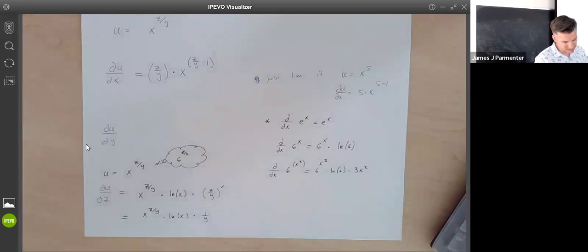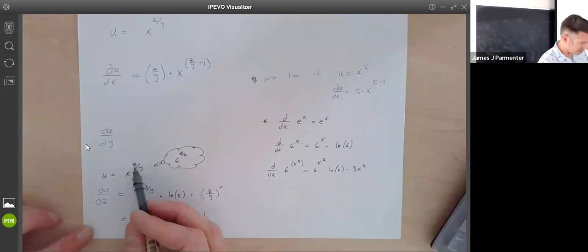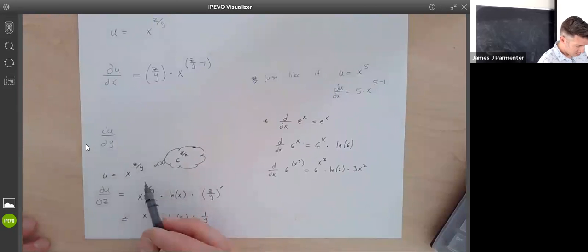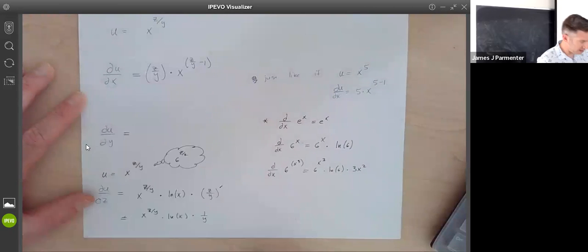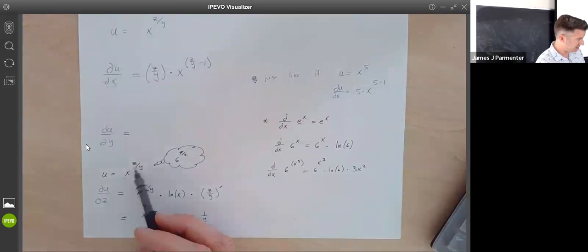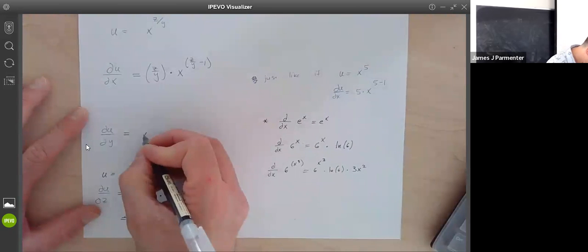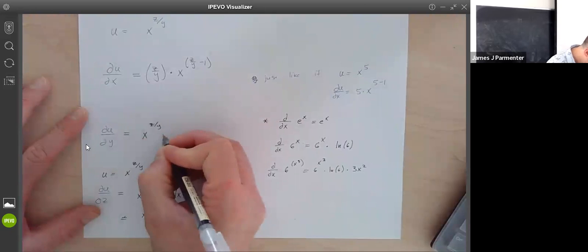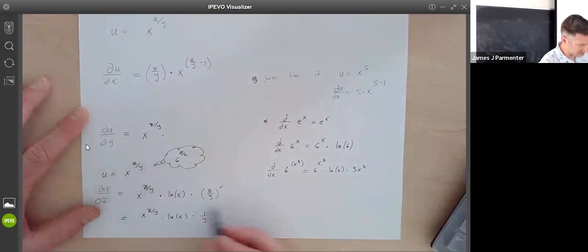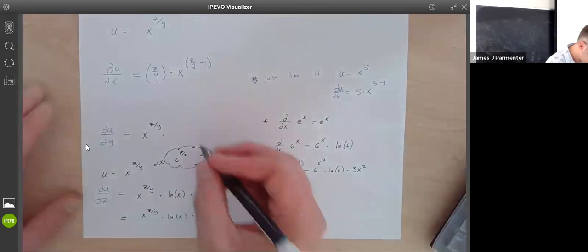So if I were writing this, I would probably leave it like that, but you could write it all over y if you wanted to. So now for the hardest one. It's actually not that much harder. So del u del y is going to be very similar to del u del z. It's the same idea. I've got x to some function of y. And the derivative of x to the stuff is going to be x to the stuff times the derivative of the stuff times the natural log of the base.